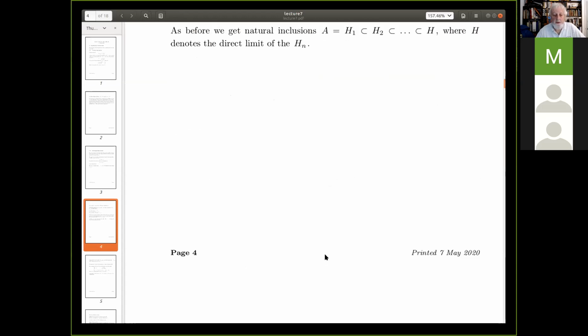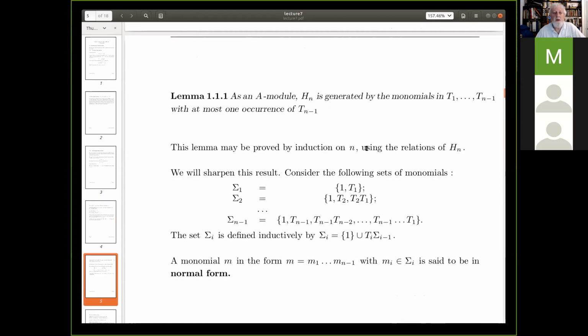So here's a lemma: as an A module, Hn is generated by the monomials in T1 up to Tn minus 1, with at most one occurrence of Tn minus 1. And this lemma may be proved by induction on n using the relations of Hn.